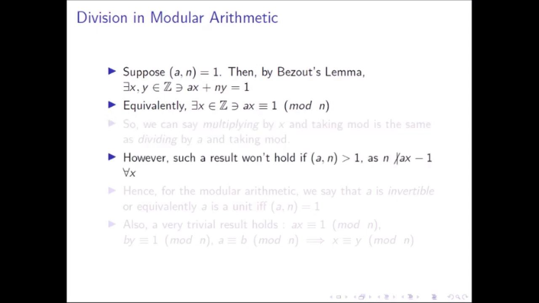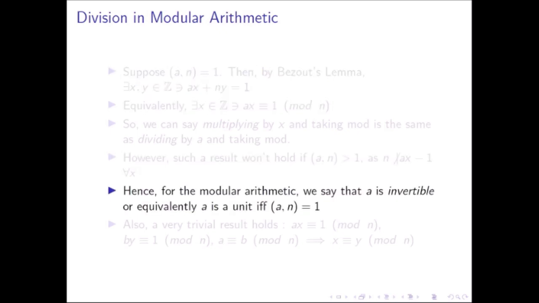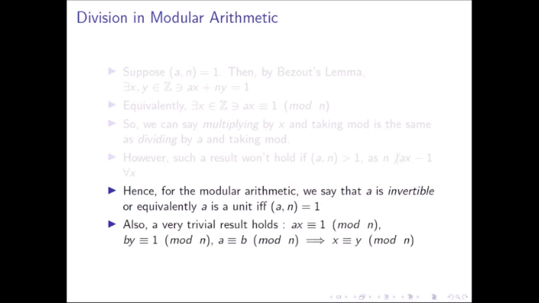But if the GCD is greater than 1, this result makes no sense, as there will not exist some x such that ax minus 1 is divisible by n. So n does not divide ax minus 1 for all x belonging to integers. So if the GCD is greater than 1, division does not make sense. All this discussion leads us to state that in modular arithmetic, A is invertible, or division by A makes sense, or A is a unit. This is the term we use if the GCD of A and n is 1, and it's an if and only if condition.